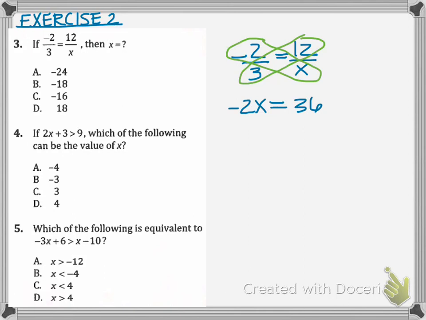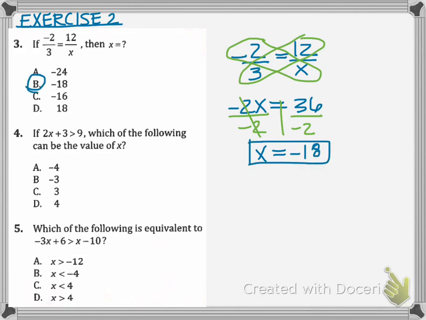So now I've made a little tiny equation. We're going to solve this equation by just getting rid of the coefficient in front of x, and we'll do that by dividing both sides by that -2. So x equals 36 divided by -2 is -18. So your answer to number 3 is -18, B.